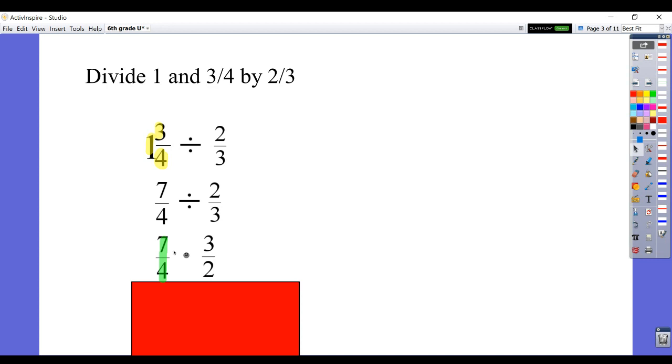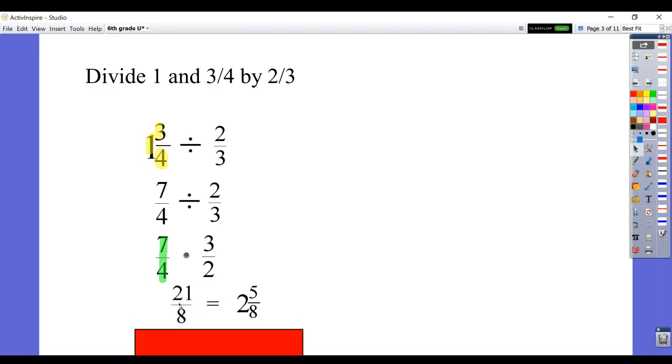Now remember, you can simplify before you multiply, or just multiply then simplify. In this case, actually nothing will simplify, so you just multiply across.